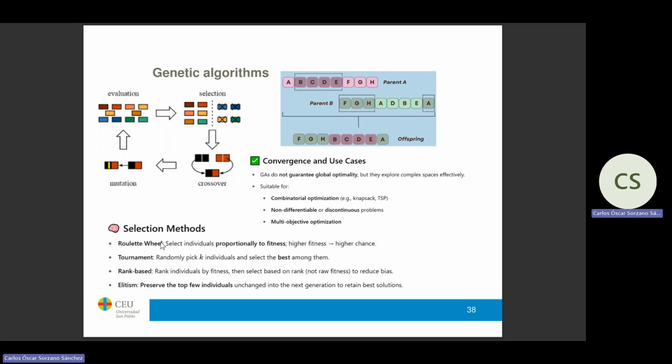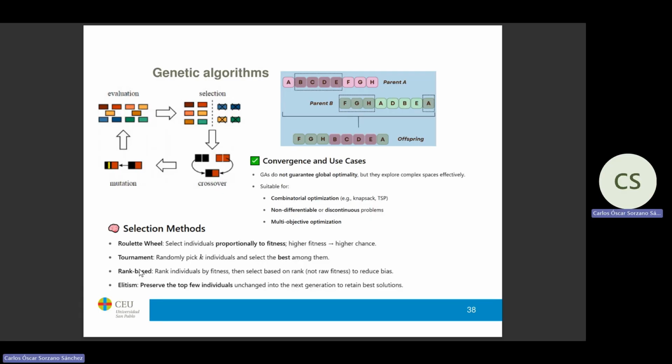So one of the most common ones is this roulette wheel. So select individuals proportionally to fitness. So higher fitness, they have a higher chance of being the parents of the next ones. And this tournament is you randomly pick K individuals and then select the best among them.